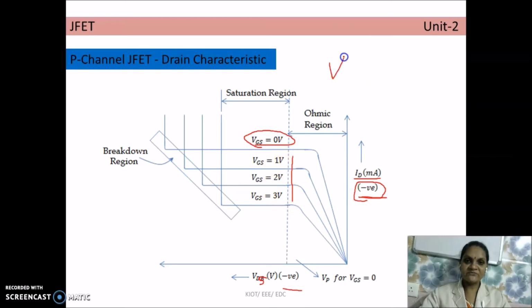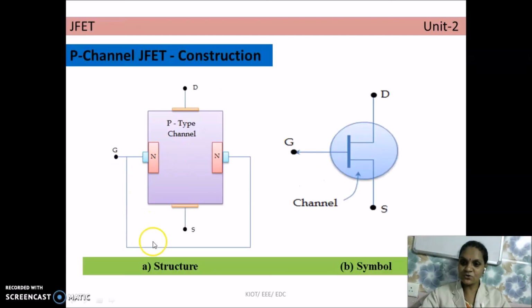Here VGS is positive because VGS has to always be reverse biased. When will the reverse bias happen? This is N type, so N type connected to positive means reverse bias, and negative should be connected to the source because this is P type. So P type is connected to negative and N type is connected to positive. This is VGS. VGS is always positive here, because we have to reverse bias the gate.